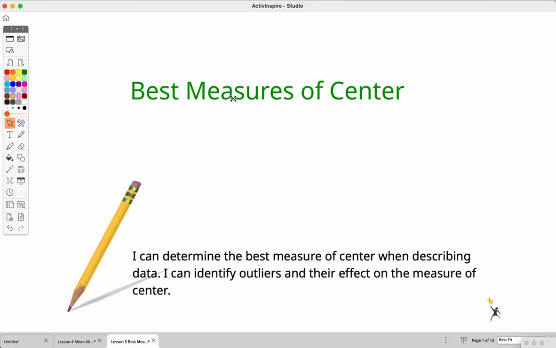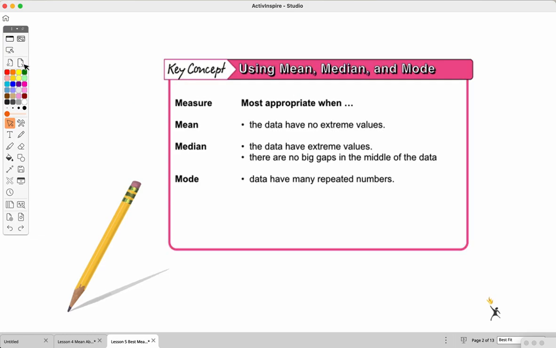Identifying outliers and their effect on the measures of center. So really, how extreme values change overall pieces. The first thing we've got is understanding when to use each type. This is our basic line we look at, the data.